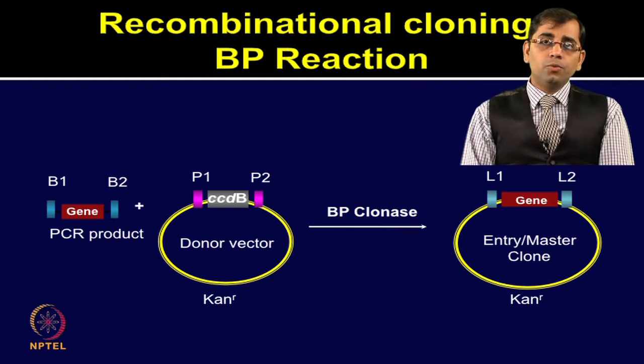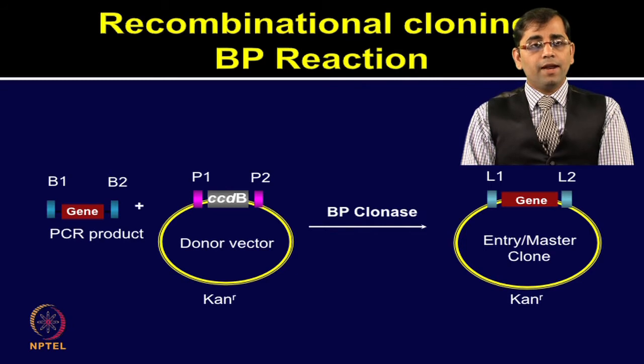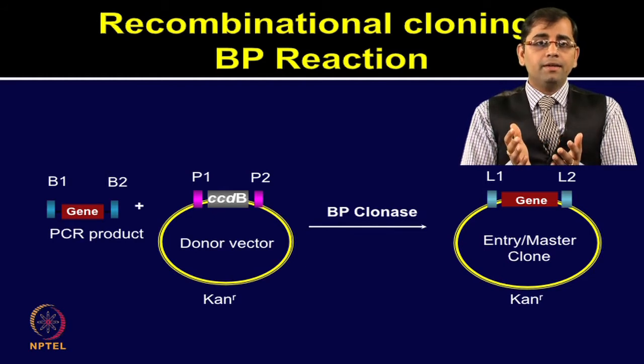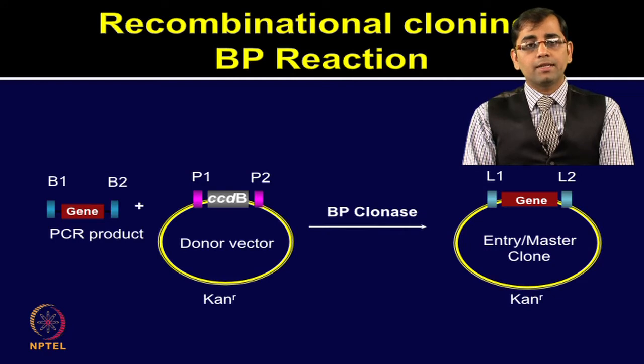The entry or master clone is a vector containing the gene of interest flanked by att L sites. This happens after the reaction is completed. The recombination between att B and att P sites is catalyzed by an enzyme known as BP clonase.